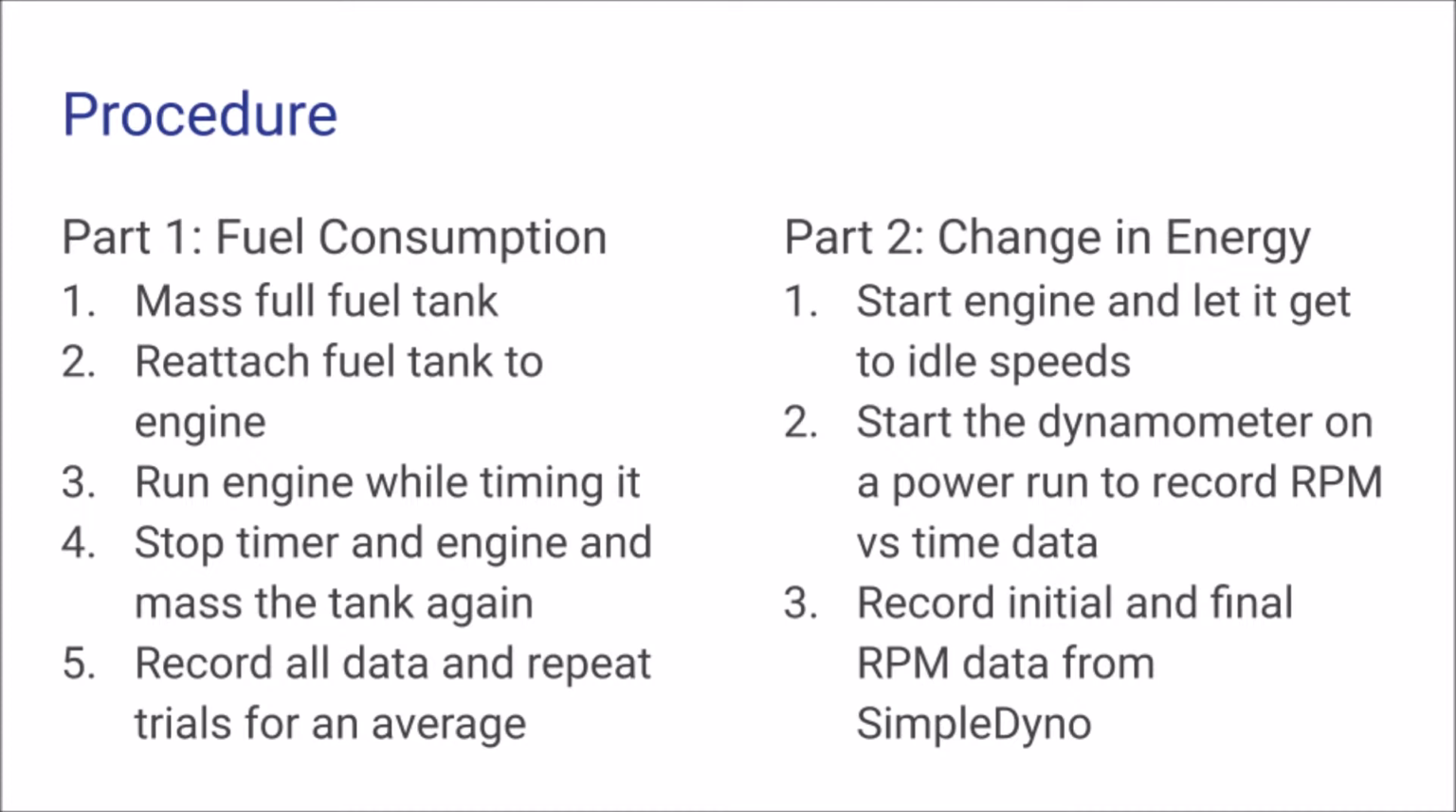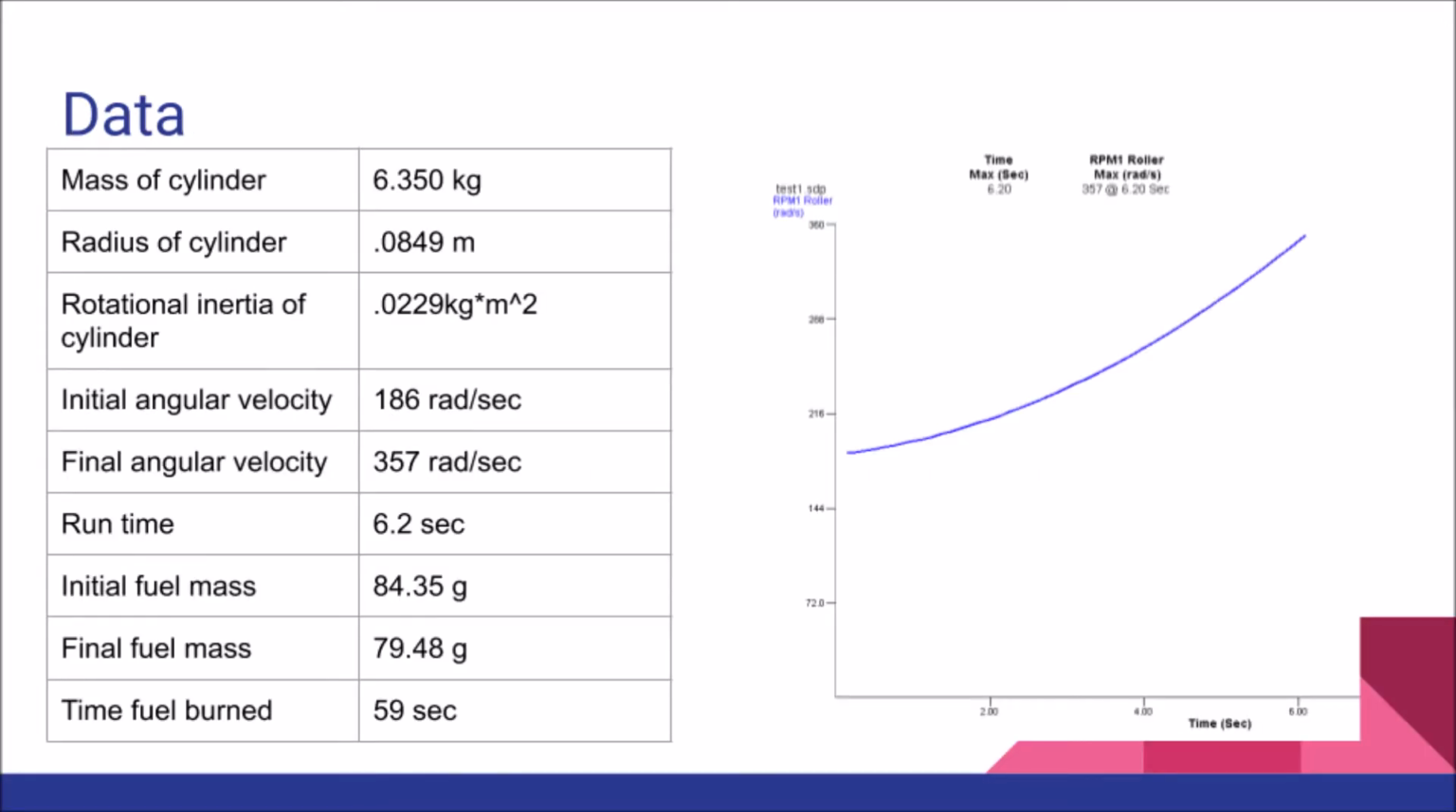The next part was to determine the change in energy of our dynamometer. Since the mechanical energy converted by the engine is used to spin the dynamometer weight, that energy is turned into rotational kinetic energy, and we can use the initial and final angular velocities to calculate the change in rotational kinetic energy, and therefore determine the mechanical energy converted by the engine. This is the data that we collected for use in the analysis part of this lab.